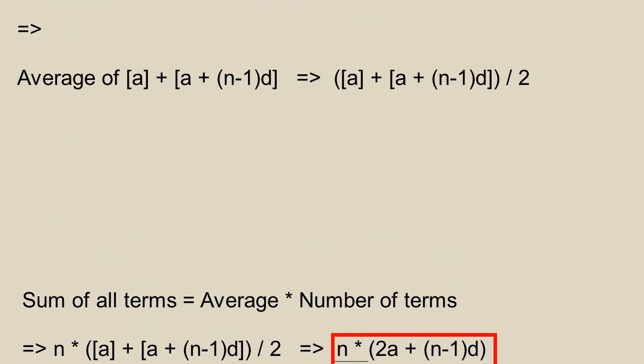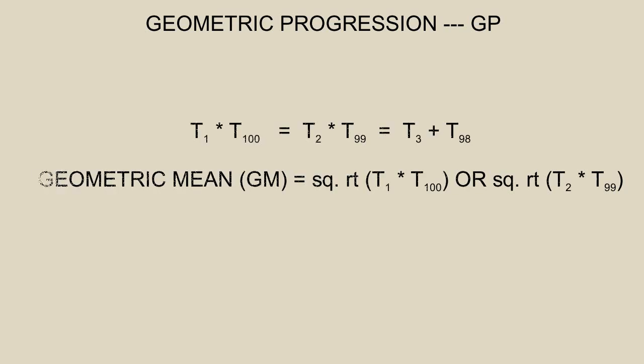Once again, for geometric progressions, or for the geometric mean rather, it's a similar symmetry concept, but here it's the product form of it. So for the geometric mean, it is basically the square root of the product of the first and the last term, or the square root of the product of the second and the second last term, and so on. Try figuring out the summation formula for GP from this. Let's see if we can.